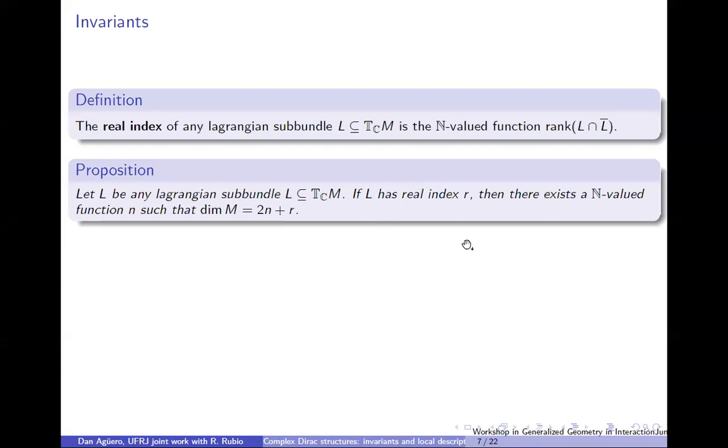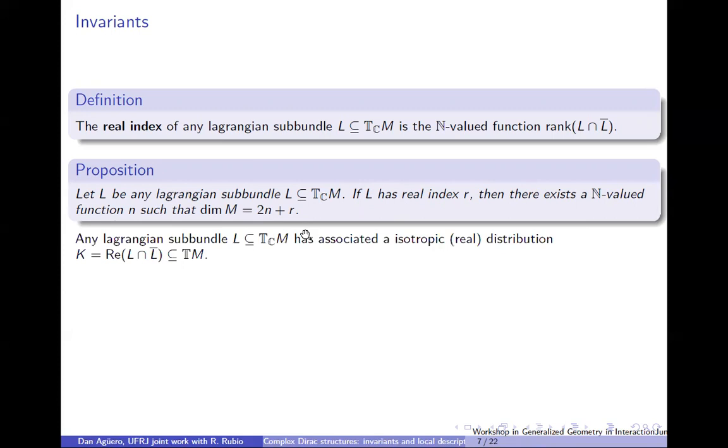Okay, so we have the property. When we have a Lagrangian subbundle of the complexification of the generalized tangent bundle that has real index r, this is a function, this r, then there exists another upper semicontinuous function m such that this happens. So there are some restrictions on the manifold that admits a Lagrangian subbundle with real index r. Given a Lagrangian subbundle, we have to consider this isotropic real distribution K, that is just the real elements of L.